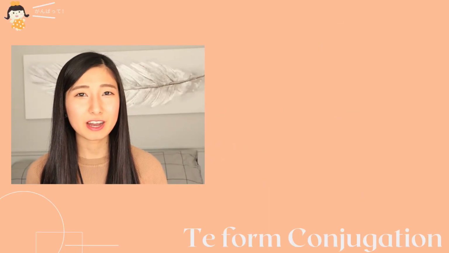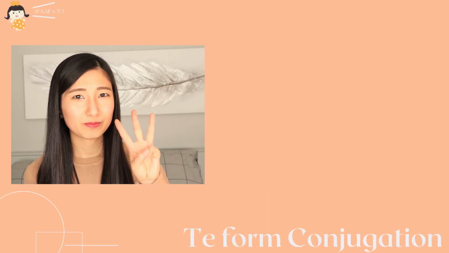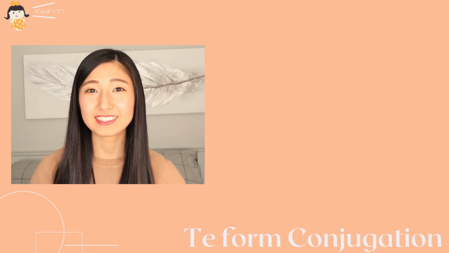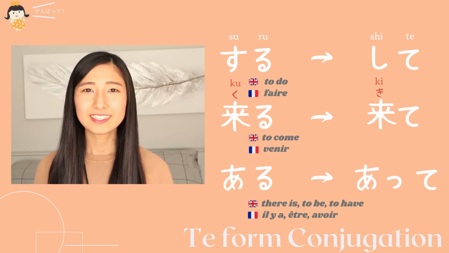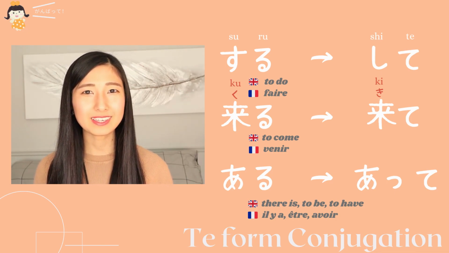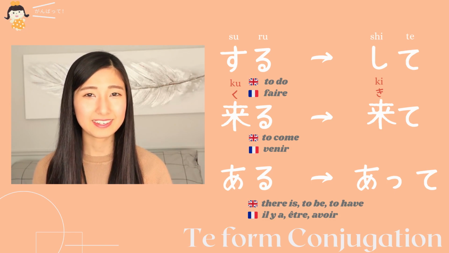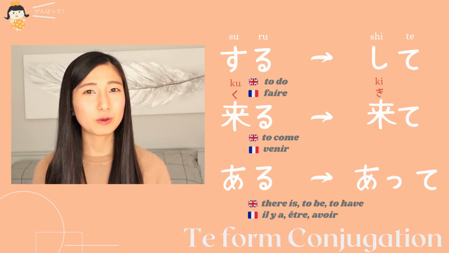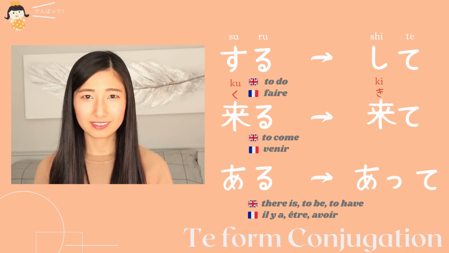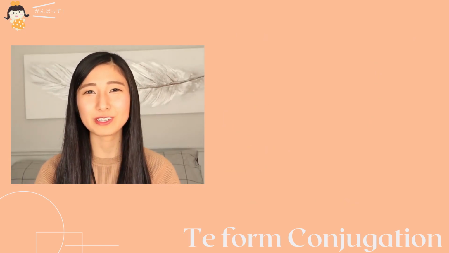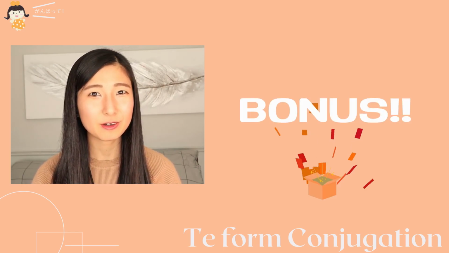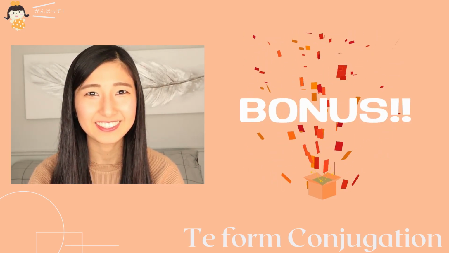In Japanese, we have 3 irregular verbs. Let's take a look at examples. する will be して。来る will be 来て。And ある will be あって。Alright, good job you guys! We covered everything. And bonus for you guys.